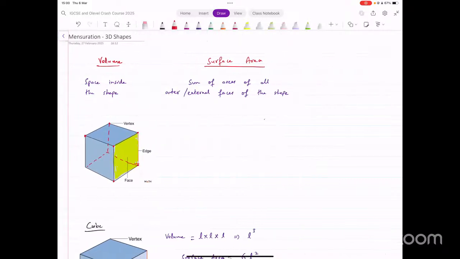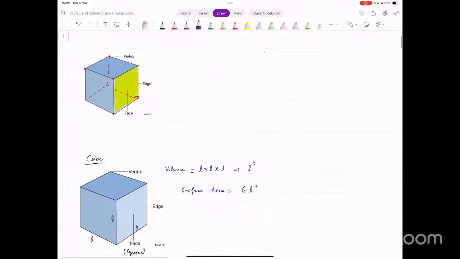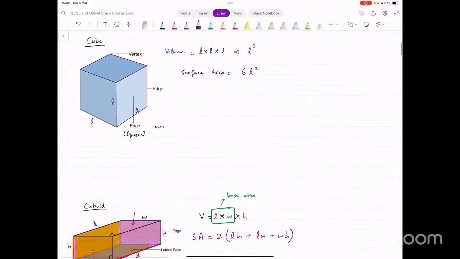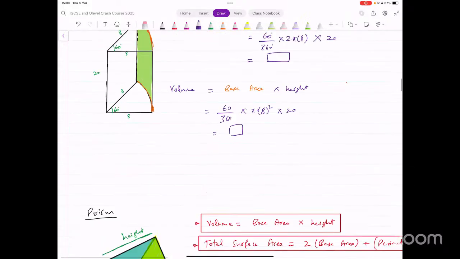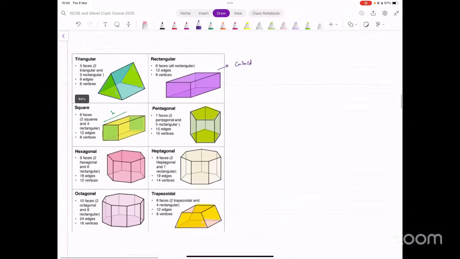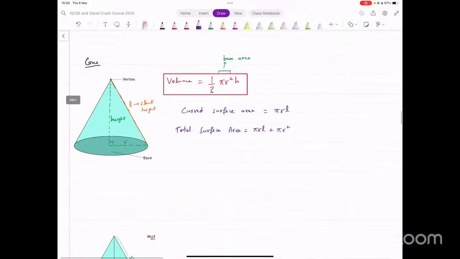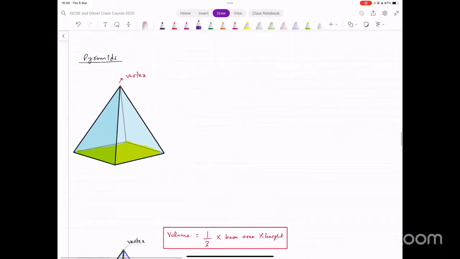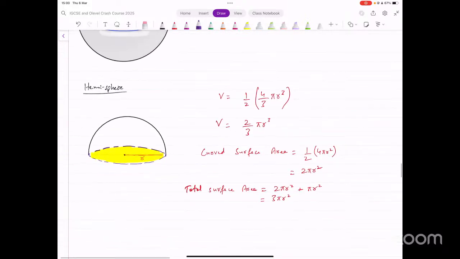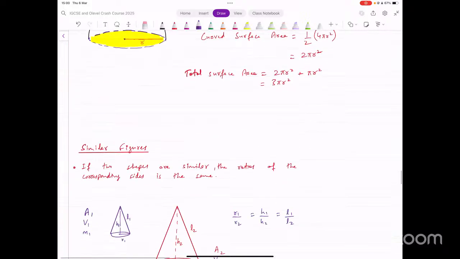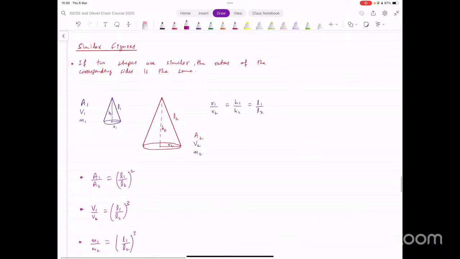We've talked about volumes and surface areas of all of these different shapes: cube, cuboid, cylinder, prisms, various kinds of prisms like this, cone, pyramids, and finally sphere and hemisphere. This is what we have talked about until now. These are all the different standard shapes that you need to be able to find volumes and also surface areas for. All right. And then we talked about what happens when you have similar figures.